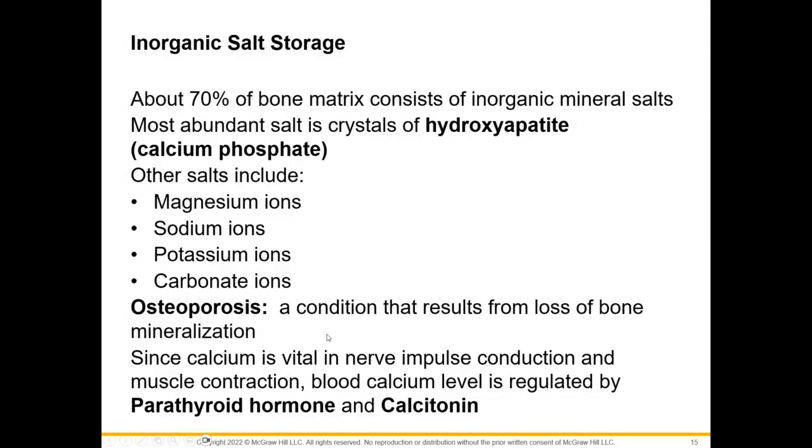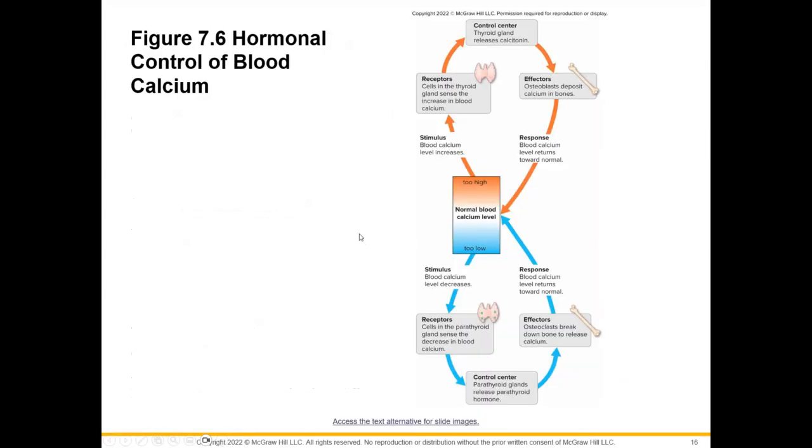Now these areas do sometimes degrade. We call that osteoporosis, and that's when you have a loss of bone mineralization. Calcium is really important in nerve impulse conduction and muscle contraction, so blood calcium levels are regulated. The way we regulate calcium is by its storage in the bone or release from the bone, and it's regulated by parathyroid hormone and calcitonin. You'll learn more about that in Biology 169 when you talk about the endocrine system.